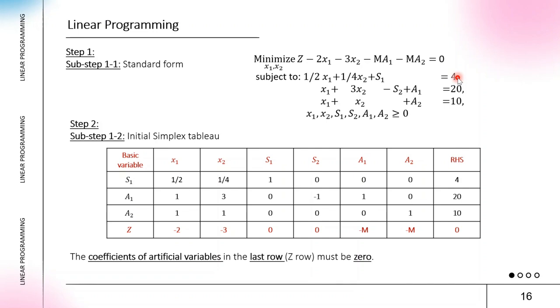We also introduce a surplus variable S2 and an artificial variable A1 for the second constraint, the constraint greater than or equal to something. As we can see, we have S2 and A1 in this constraint. And we also introduce an artificial variable A2 for the equality constraint, the last constraint. We only have A2 here.